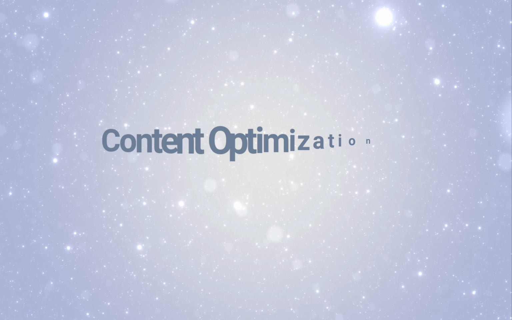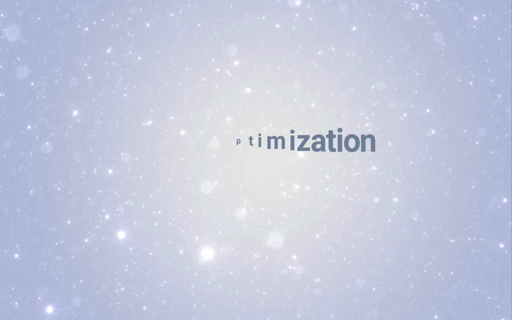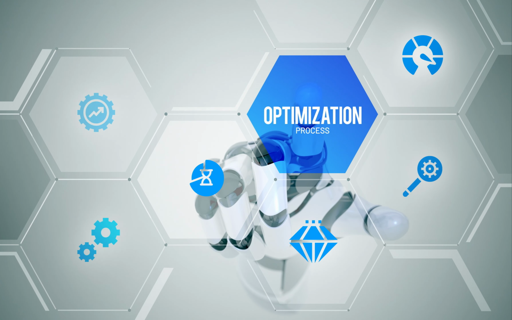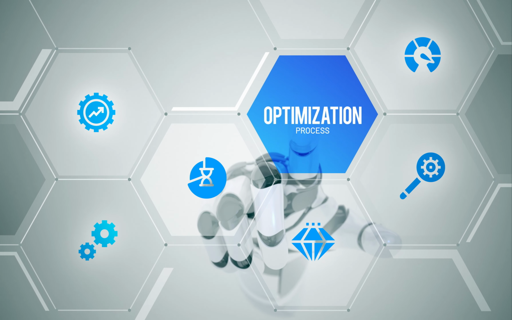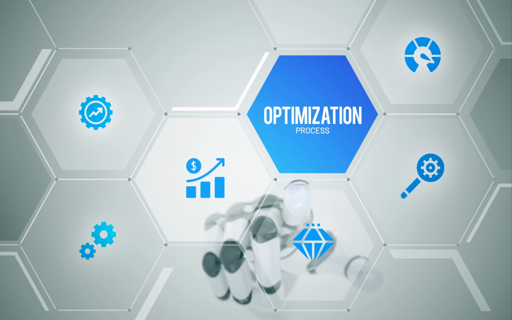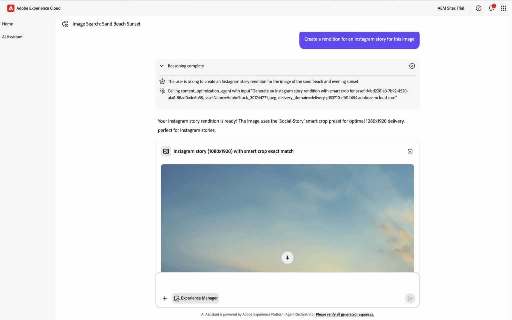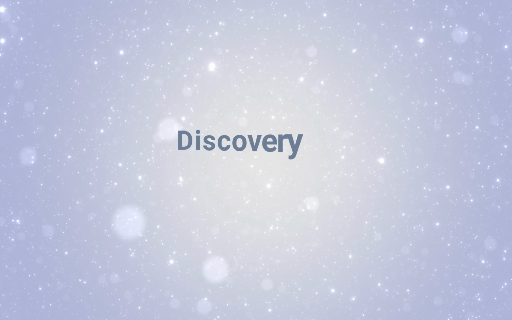Next one is Content Optimization Agent. Now this one transforms your images and assets. You tell it what you need, like creating new renditions, change backgrounds, optimize for different channels. For example, you can say create a rendition for Instagram stories, and it handles the format, aspect ratio, and quality automatically.